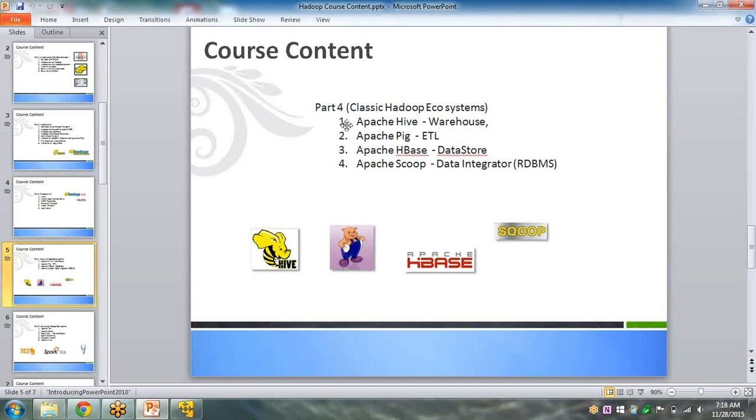If you are coming from a warehouse background, Hive is the one that exactly resembles warehousing on Hadoop. If you're coming from an ETL background, or if you have ETL workflows, Pig is the one. Pig gives all the data workflow semantics. And if you're looking for a data store, not a database, since data store and database have different meanings, HBase is the one meant for the data store. So there are various flavors in this.